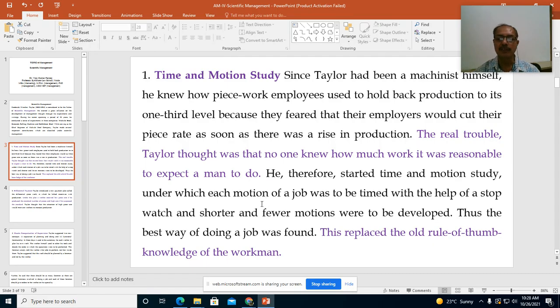Earlier, the work was assigned to the worker, and he had to find out the best way himself. But now, with this study, workers can be told or trained that this is the way you should perform the job, so that the work can be done in the minimum time. That is how production can be improved.